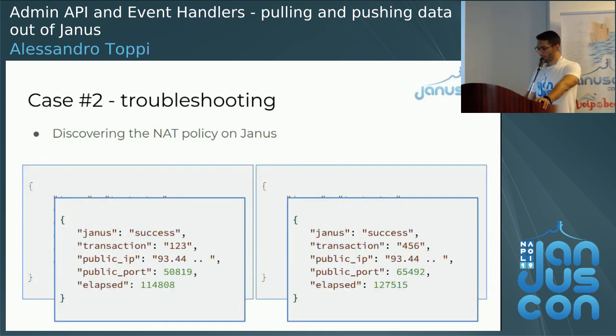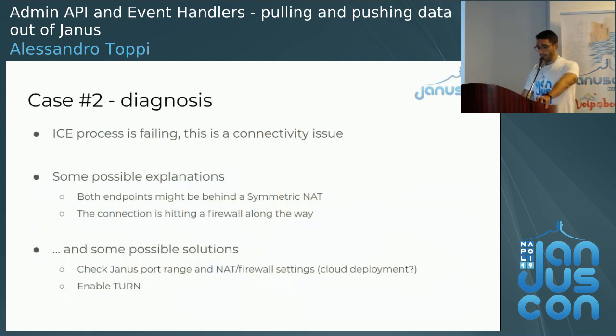Hopefully in the response you get from Janus, you will have the same public IP but different public ports. And this means that basically you are behind a symmetric NAT. And we have a diagnosis also for this case. The ICE process is failing. This is clearly a connectivity issue, but just being behind a symmetric NAT is not an issue per se. It must be coupled with another restricted NAT on the other side, or maybe the connection is hitting a firewall along the way on the client or on the server side.